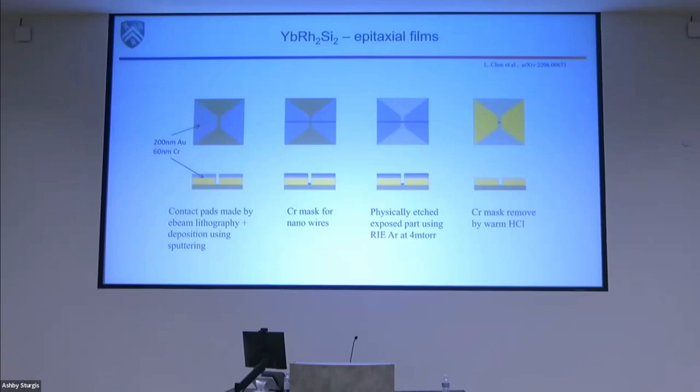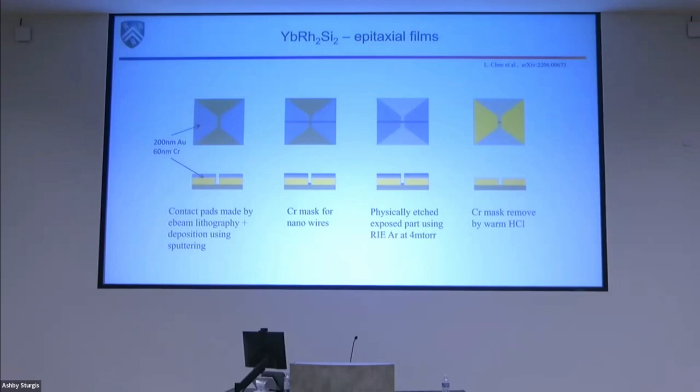So for now, our best method is to use argon reactive ion etching to physically remove the material, which has relatively low selectivity on both the substrate and the film, which means the etch rates are roughly on the same order. And this is how we made this nano-constriction device.